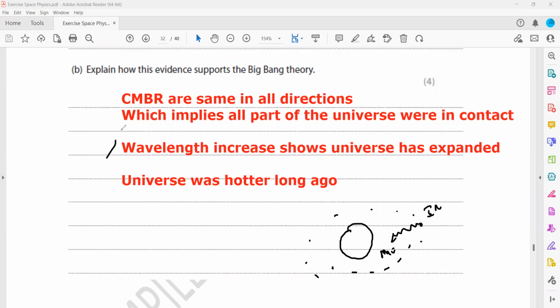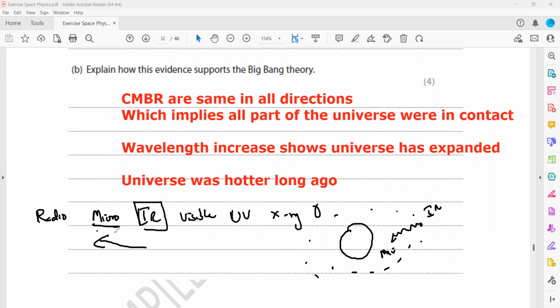That is right. And why do we say the universe was hotter? Because we have radio waves, microwaves, infrared radiation, the visible part which we can see, ultraviolet, X-rays and gamma rays. Maybe the universe initially was so hot that it was emitting infrared radiation, but now most of the background radiation is microwave. If most of it is microwave, what does it mean? It means the wavelength has increased.